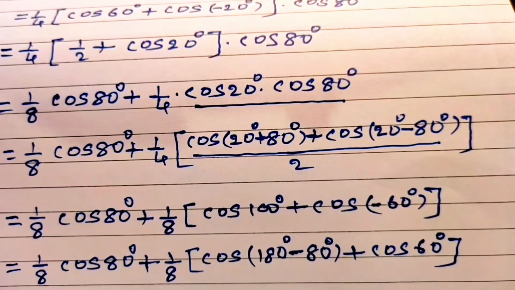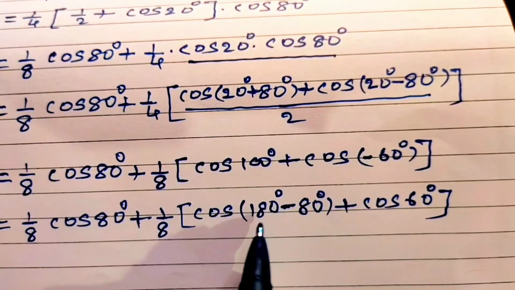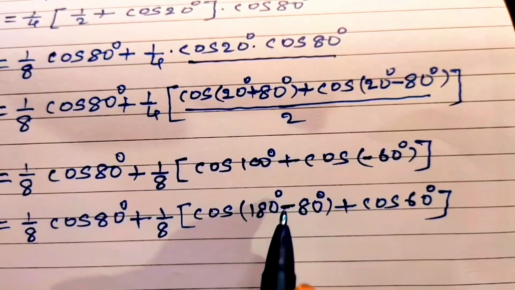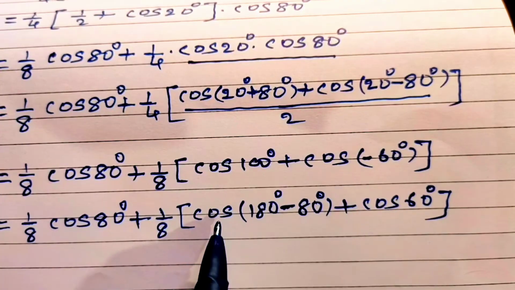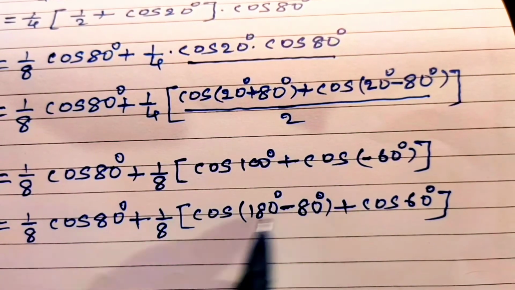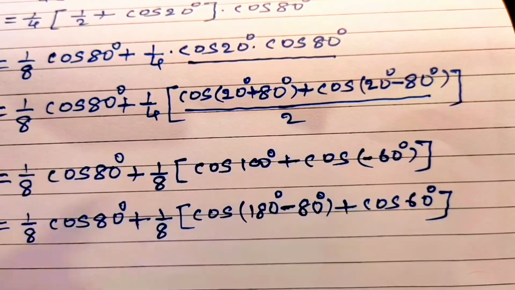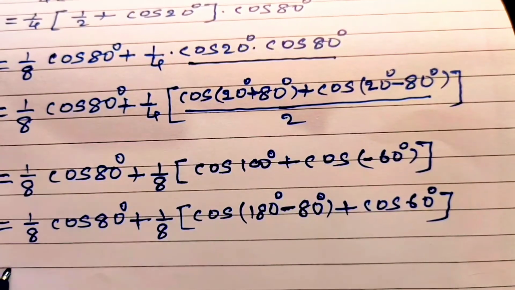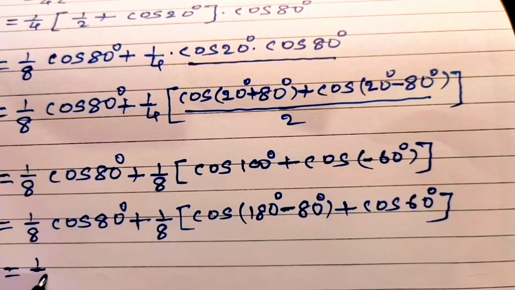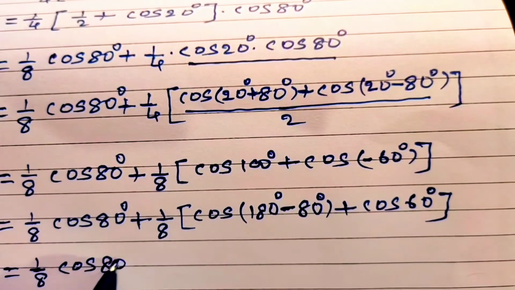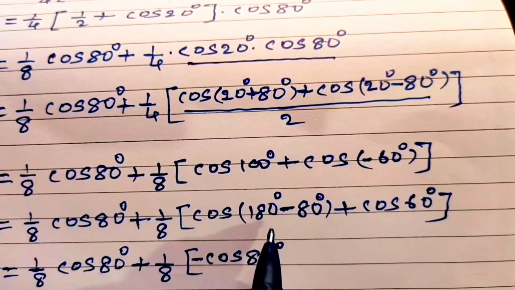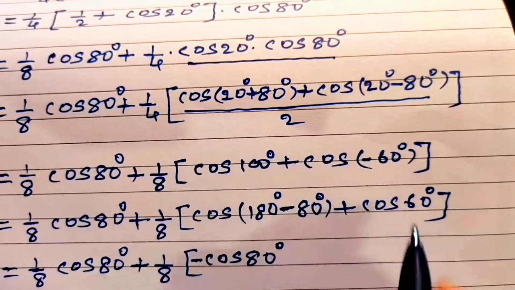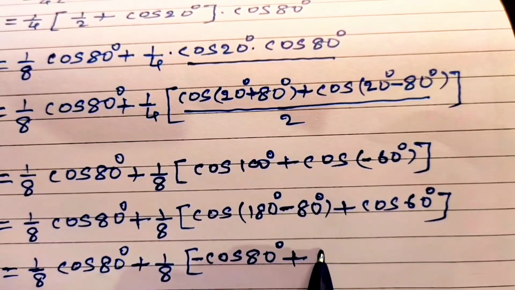So cos 60 degree is half, and 180 degree minus 80 degree means this angle lies in the second quadrant, and in the second quadrant the cosine ratio is negative. Okay, this becomes cos of 80 degree and this cos 60. So we can write this is equal to 1 upon 8 cos of 80 degree plus 1 upon 8 cos of 80 degree with a minus sign because this angle lies in the second quadrant, and plus cos 60, which means half.